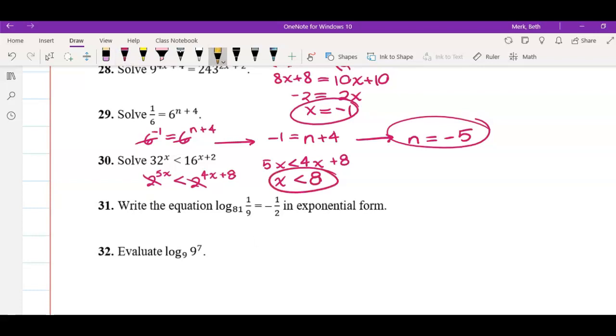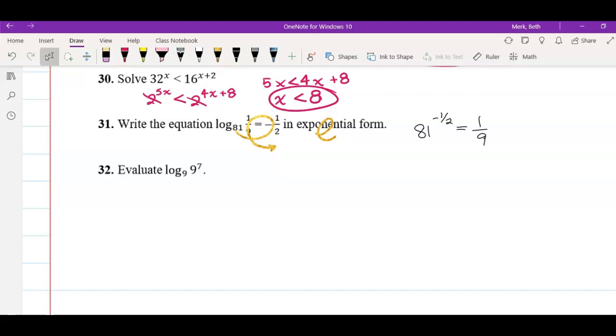Rewriting in exponential form, we start with this small base number, we go to the other side and back around, making that equal for exponential form. So it would be 81 to the negative 1/2 equals 1/9.